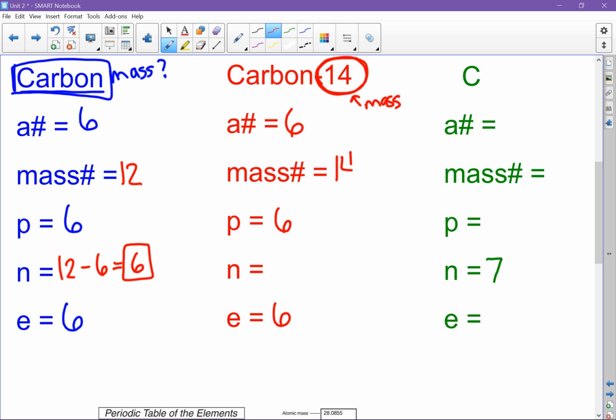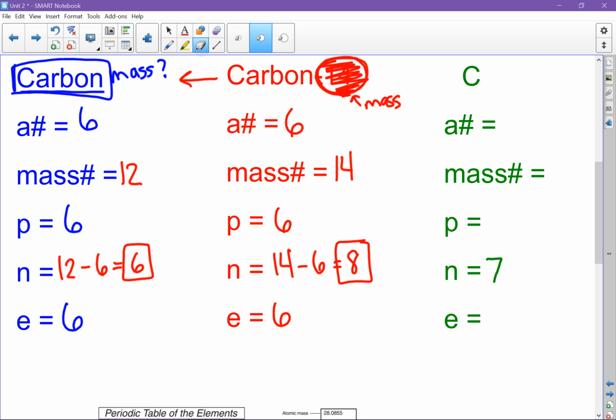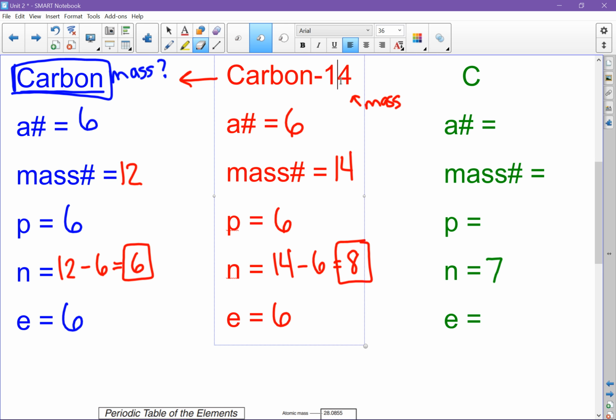So that's what you have to use to calculate that there are 8 neutrons in this one. So I have to use that 14 because it was given. If they didn't tell me that 14, then it would look like this first example. But because they gave me that notation, I have to use the mass that was given.